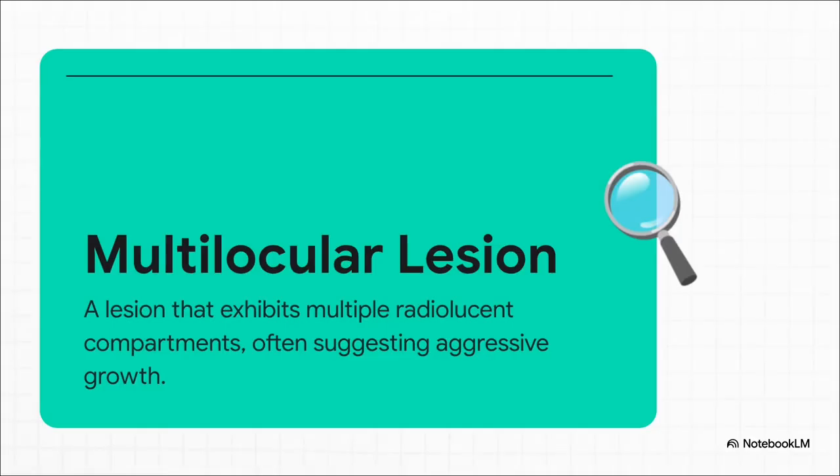But what if it's not just one single compartment? What if a lesion has a bunch of different chambers or lobes that all look like they've kind of fused together? Well, we call that multilocular. And the classic way to describe it is that it looks like soap bubbles. This appearance can sometimes hint at something that's growing a bit more aggressively.